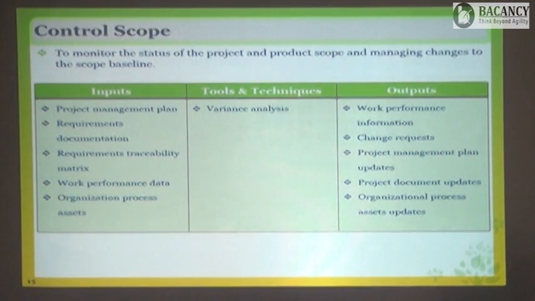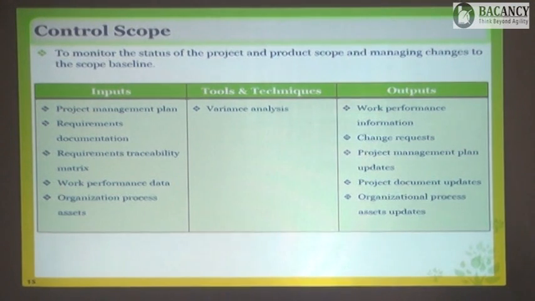Is it clear? So work performance information is what? Work performance data is raw data. Work performance information is the analyzed data, processed data or analyzed data. This work performance information, do you remember that monitor and control process of integration yesterday? One of the inputs in that was work performance information.